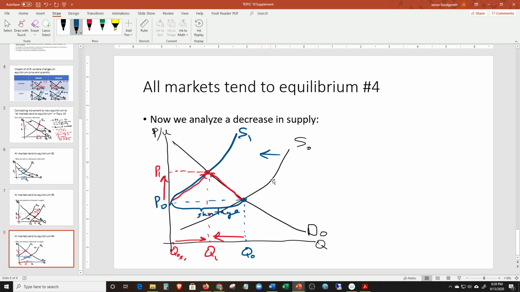Okay. So in this one, the supply curve shifts to the left, creating a shortage, and we move to a new equilibrium. So this should help you do homework number 2. All right. Now on to topic 11.